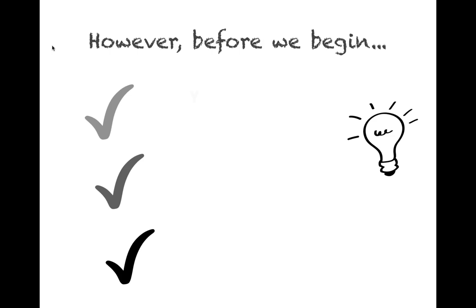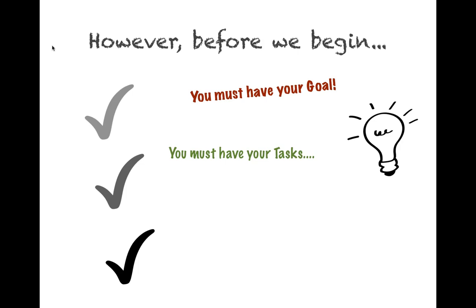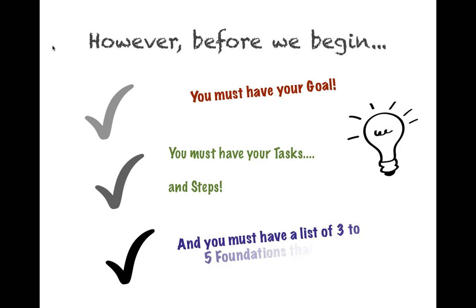Now, before you actually begin this process, you're going to want to make sure that you have your clearly defined goal right there in front of you. You're going to want to make sure that you have those tasks that you have identified as the key tasks that are going to need to be accomplished on the way to achieving this goal, as well as each of the steps that are going to be necessary to achieve each of the tasks toward the goal. And then lastly, make sure that you have that list of 3 to 5 foundations that are a mission match.